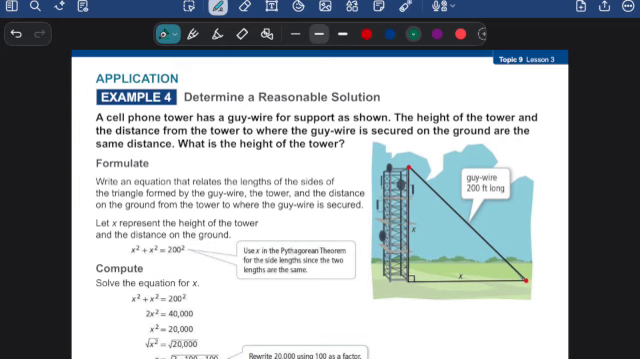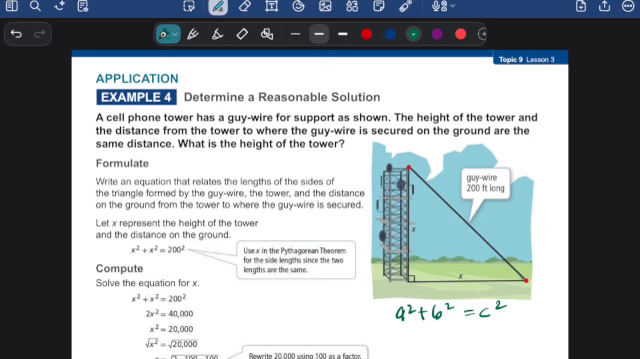Example 4, our application problem. As I'm looking at the picture, I can see I'm probably going to be using the Pythagorean theorem. So hope you remember the formula for the Pythagorean theorem from pre-algebra. Remember, a squared plus b squared equals c squared. Like in our warm-up, the square of each leg of the triangle will equal the square of the hypotenuse, the longest leg of the triangle.